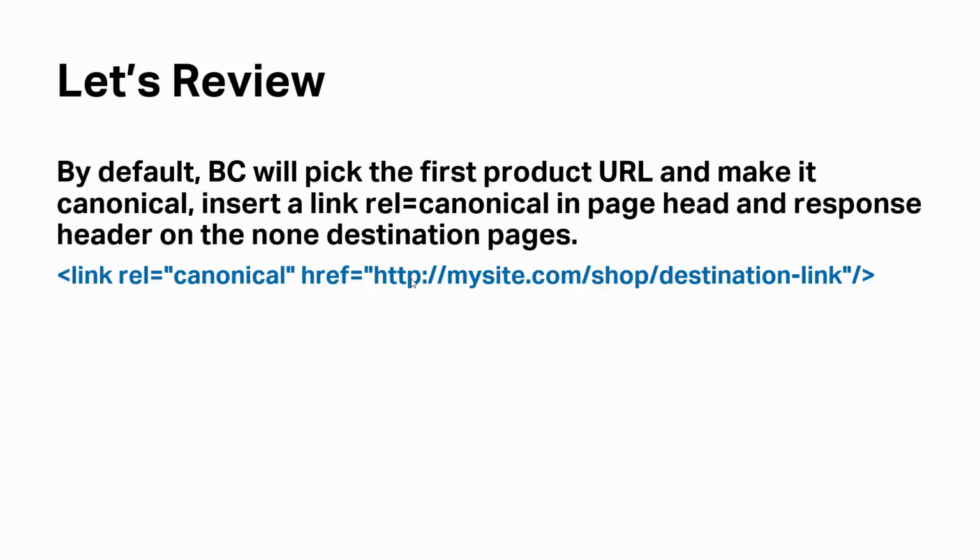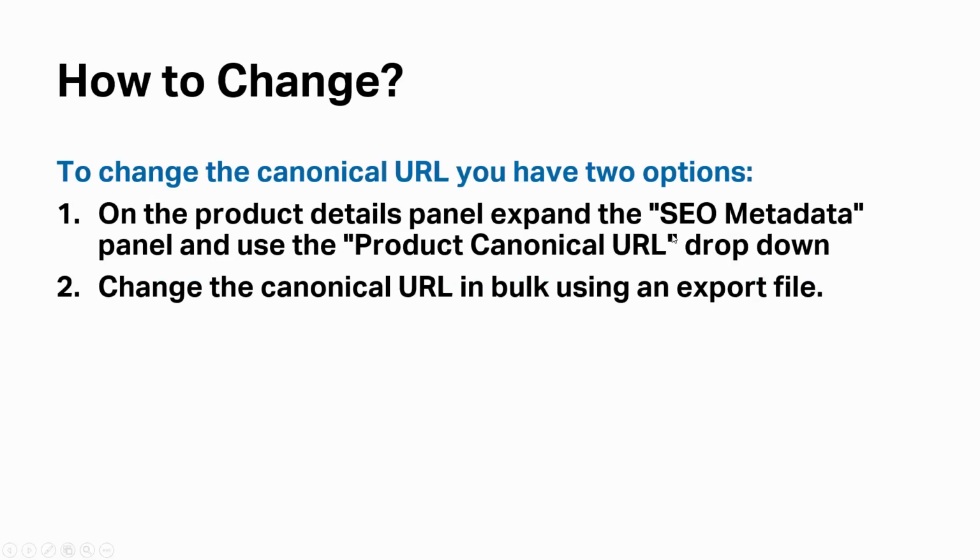There's nothing wrong with that. And in the case of solving the cross-domain issue, we'd actually prefer it if it had the main domain associated with it. Since it doesn't, it's completely fine, and we're good with it not being on the main product page or the destination page. And what happens is if you don't pick a canonical URL, Business Catalyst will default to the first product URL and make it the canonical URL.